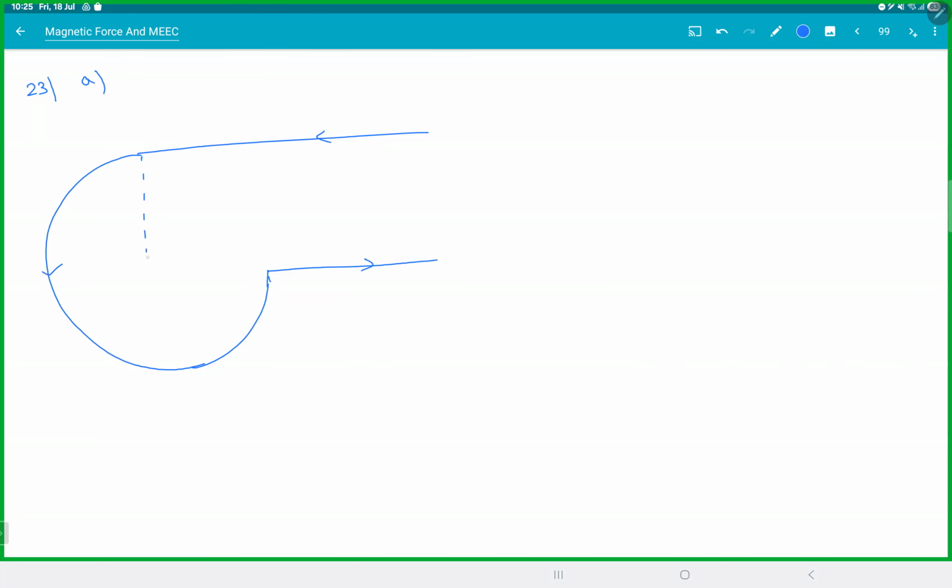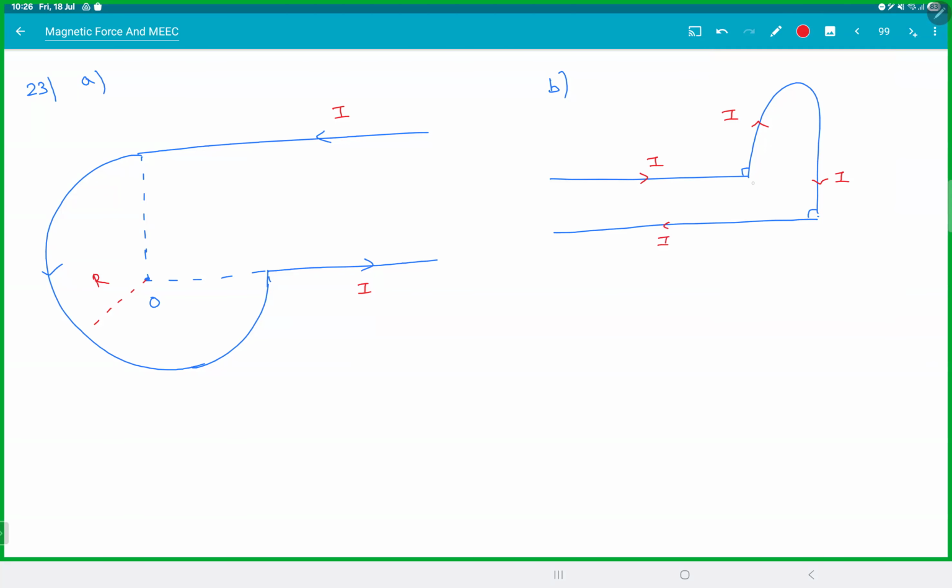That's a 3/4 of a circle. Find the field at the center. So here current is flowing like this. It goes in a semicircle. Then it comes out.